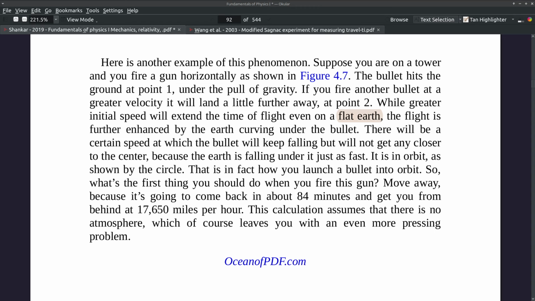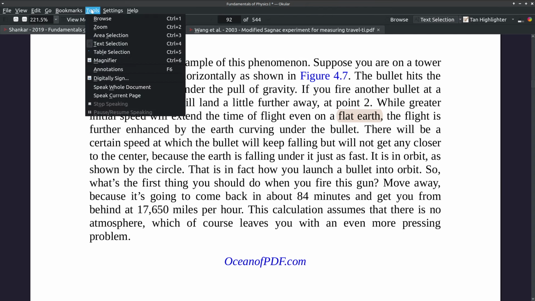There will be a certain speed at which the bullet will keep falling, but will not get any closer to the center because the Earth is falling under it just as fast. It is in orbit, as shown by the circle. That is how, in fact, you launch a bullet into orbit.